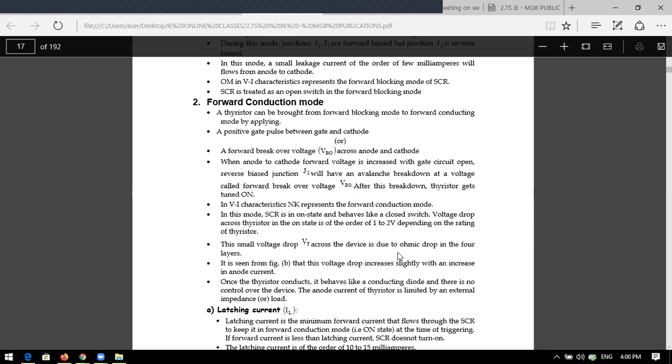In the forward conduction mode, there will be a voltage drop of about 1 to 2 volts, and it acts like a closed switch. Closed switch means on state. On state means the thyristor is conducting, the thyristor is on, that means the device is activated.